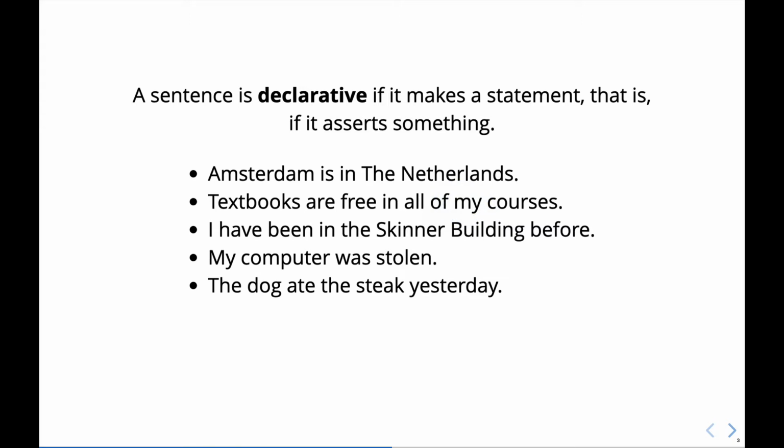So sometimes, whether or not a declarative sentence is asserting something true or asserting something false depends on who is actually uttering the sentence. So for example, for me, it is true, at least this semester, that textbooks are free in all of my courses. So this is asserting a true statement. For other people, another professor or maybe me at a different moment in time, it may not actually be the case that textbooks are free in all of my courses.